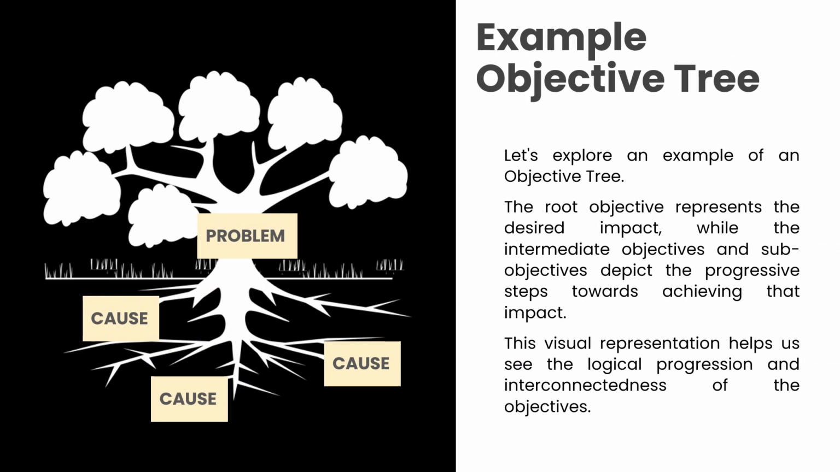So, now let's explore an example of an objective tree. The root objective represents the desired impact, while the intermediate objectives and sub-objectives depict the progressive steps towards achieving that impact. This visual representation helps us see the logical progression and interconnectedness of the objectives that we have in mind.